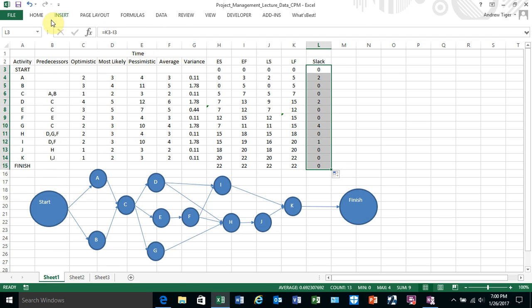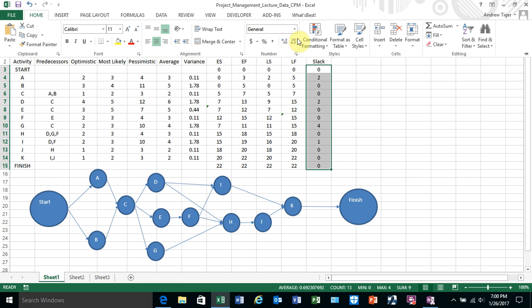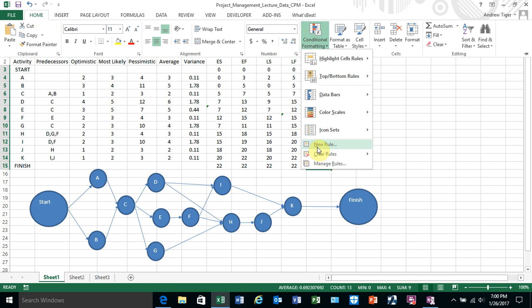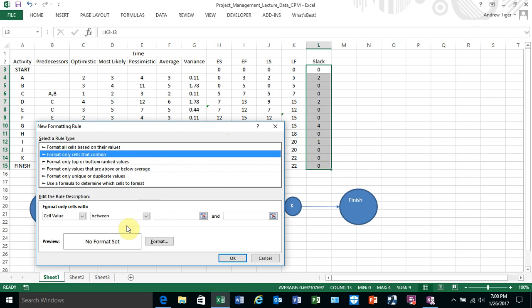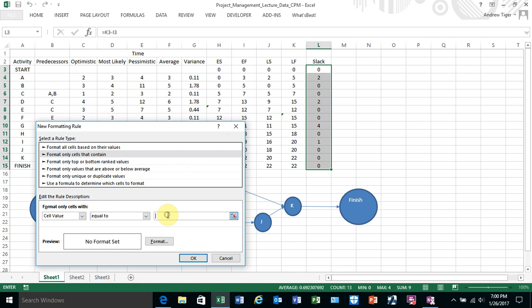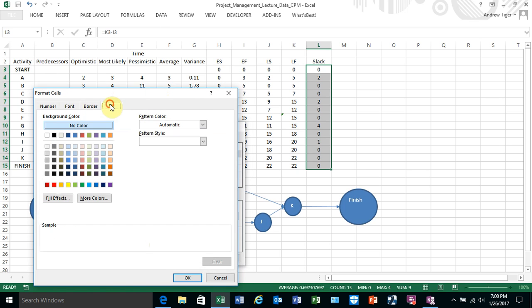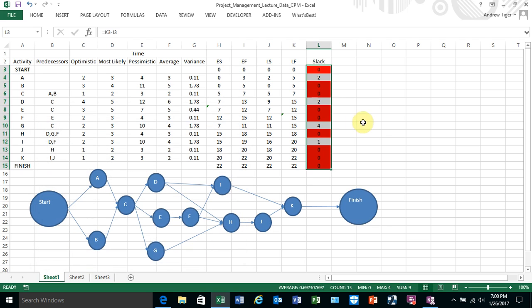So anything that has a zero means it's on the critical path. I can use conditional formatting for that. New rule, second choice, if that cell value is equal to 0, let's change the color of that to something. How about red? So those are your critical path activities.